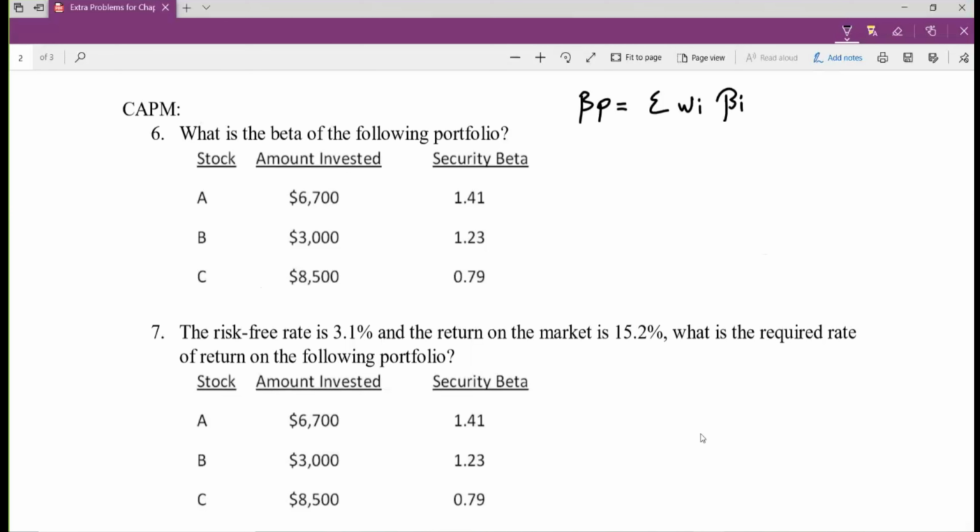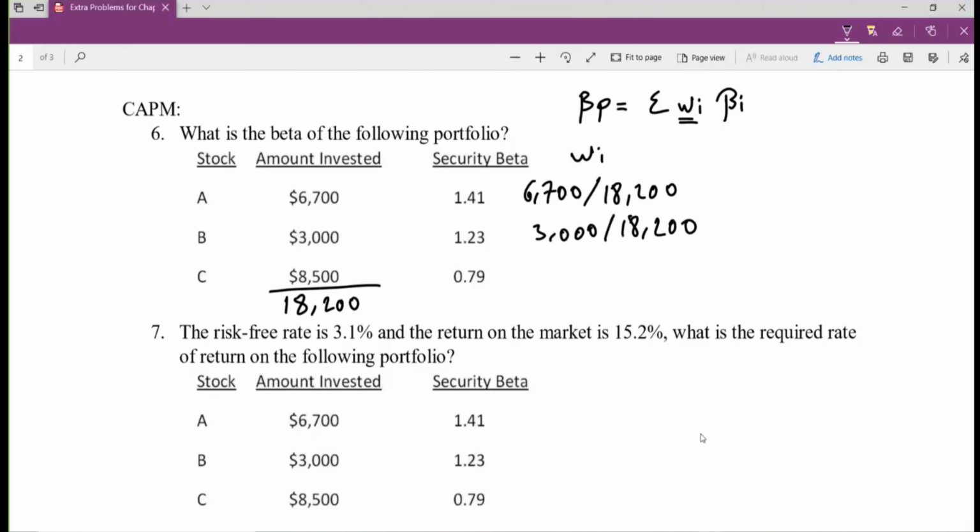So the first thing that I have to do is to compute the weights, to compute WI. In order to compute the weights, I add first the amount invested in each security. So I have $6,700 plus $3,000 plus $8,500. So here I will have $18,200. This is the total value of the portfolio. To compute the weights, this is 6,700 divided by 18,200, 3,000 divided by 18,200, and finally 8,500 divided by 18,200. So this is how I can compute the weights.